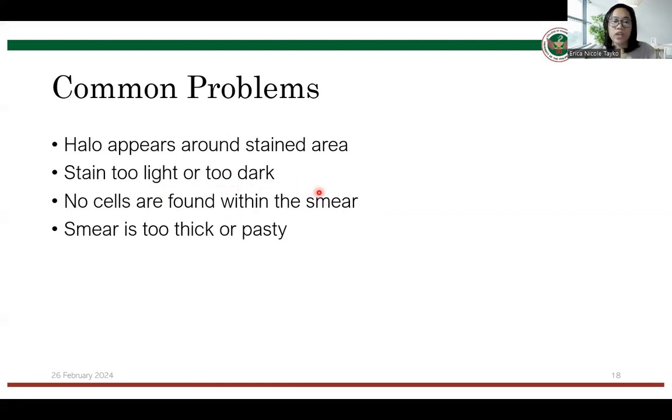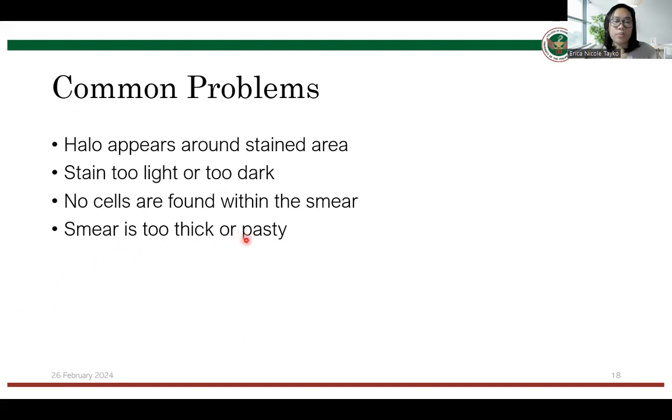Stain is too light or too dark, so this is associated with your contact time. When it is too long, there's a chance that your stained cells will be too dark. When your contact time is too short, sometimes it would appear too light, and no cells were found in the smear. It's possible that during blood drying, you wiped it off, or during washing with water, the smear washed off from the slide, possibly because the fixing technique was not proper.